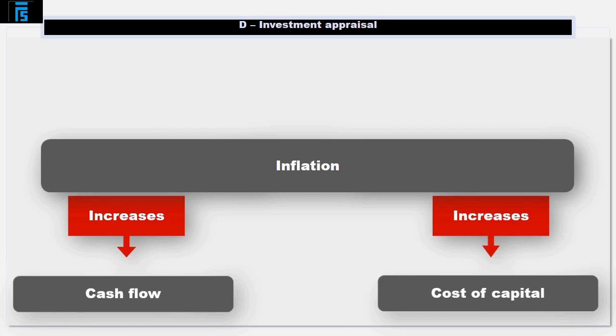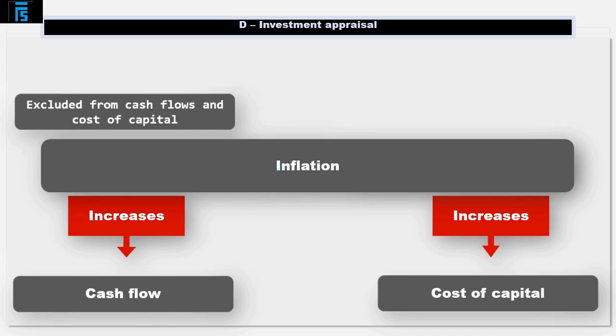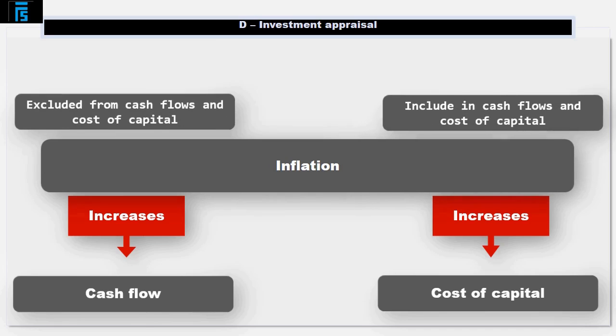In principle, there are two possible approaches here. Either you leave inflation out of the cash flows and leave inflation out of the cost of capital, or you include inflation in the cash flows and you include inflation in the cost of capital. Either way, in theory, gets you to the same result. However, in the main, for reasons I won't bother you with at the moment, it's usual in longer questions to include inflation in the cash flows and make sure inflation is included in the discount rate.